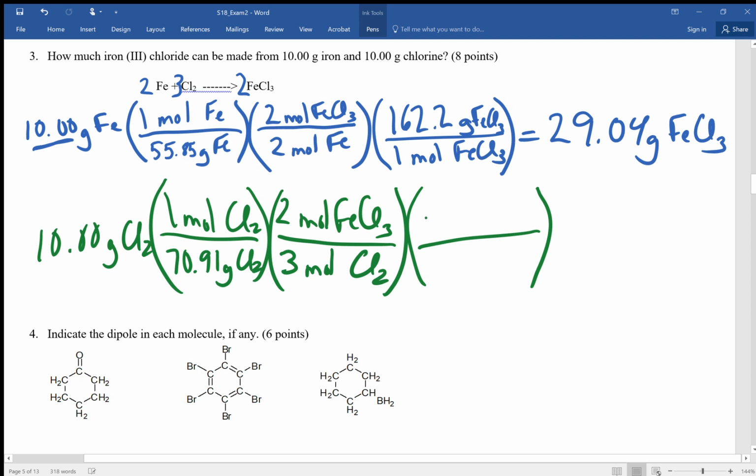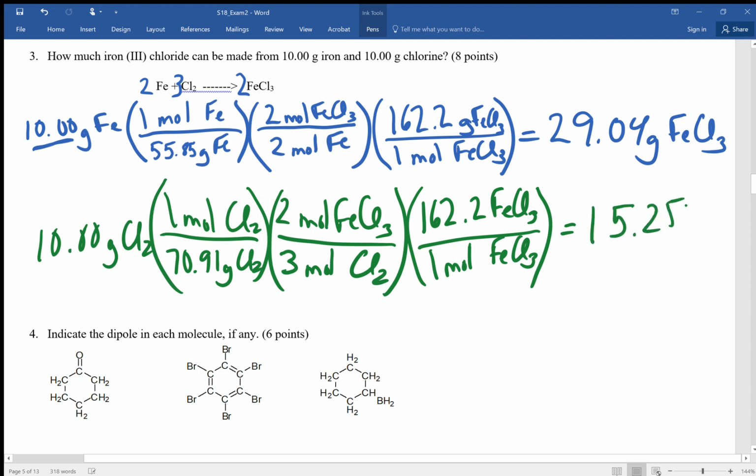Our last factor over here is going to be the same as it was in the first calculation, because at this point, again, we're going from moles of iron chloride back to grams. We can calculate this out to 4 significant figures. We get an answer of 15.25 grams of iron chloride.